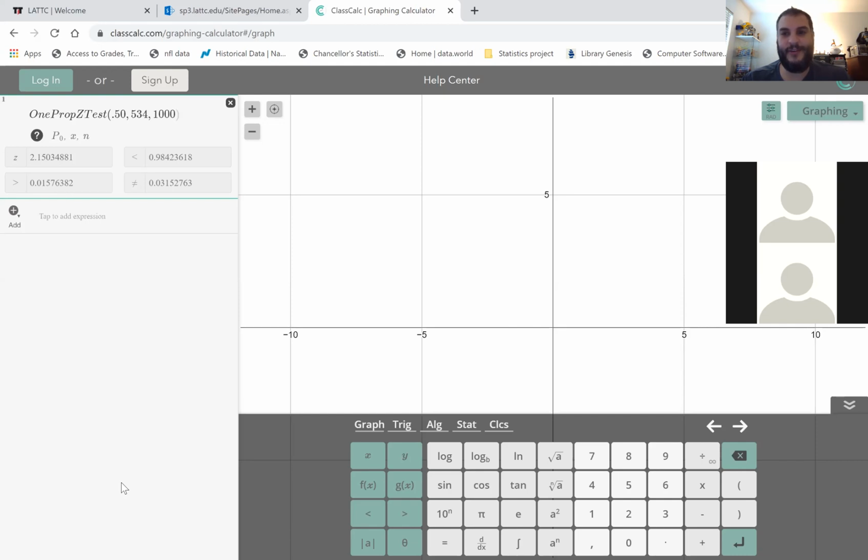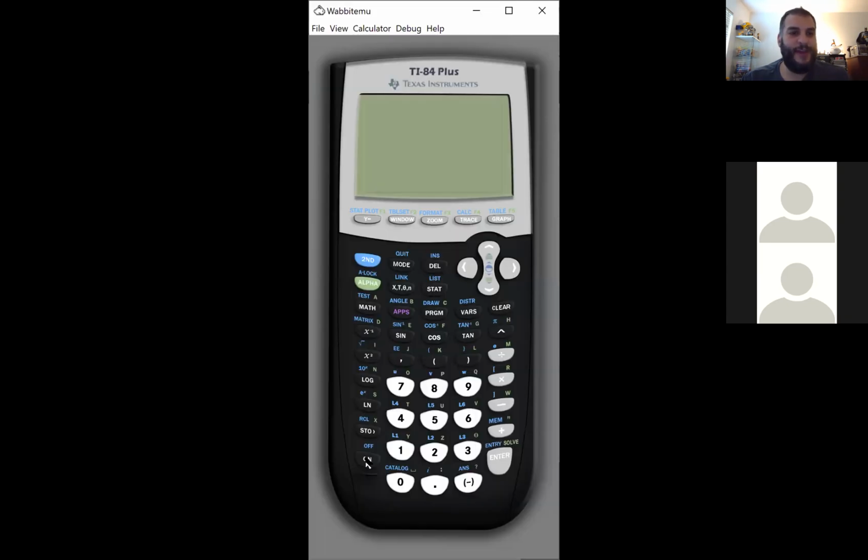So if you have the TI-83, 84, make sure you have it out. First you hit the stats button. Then you move it over all the way to the end where it says test. You want to choose number 5, which says 1-PropZTest. The prop just means proportional z-test. So I'm going to do number 5.